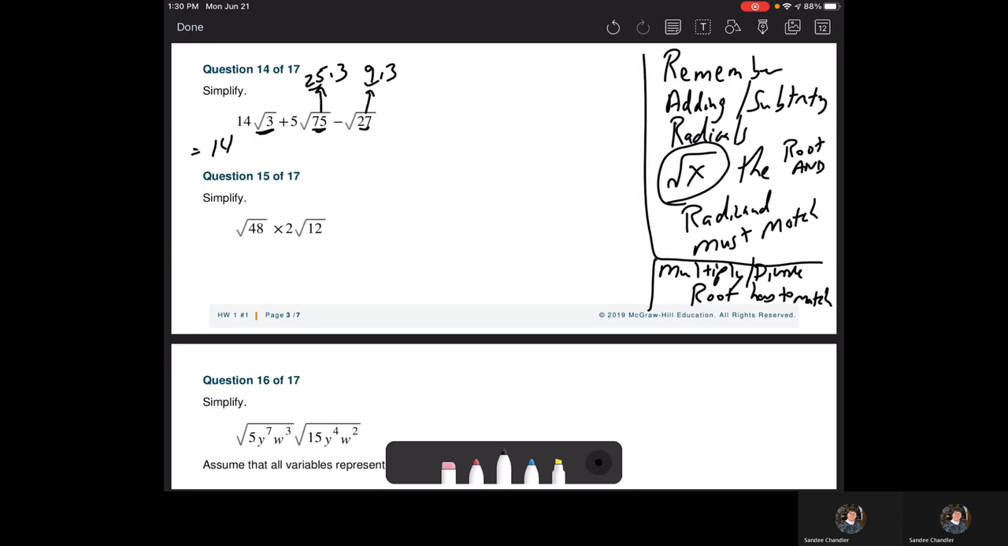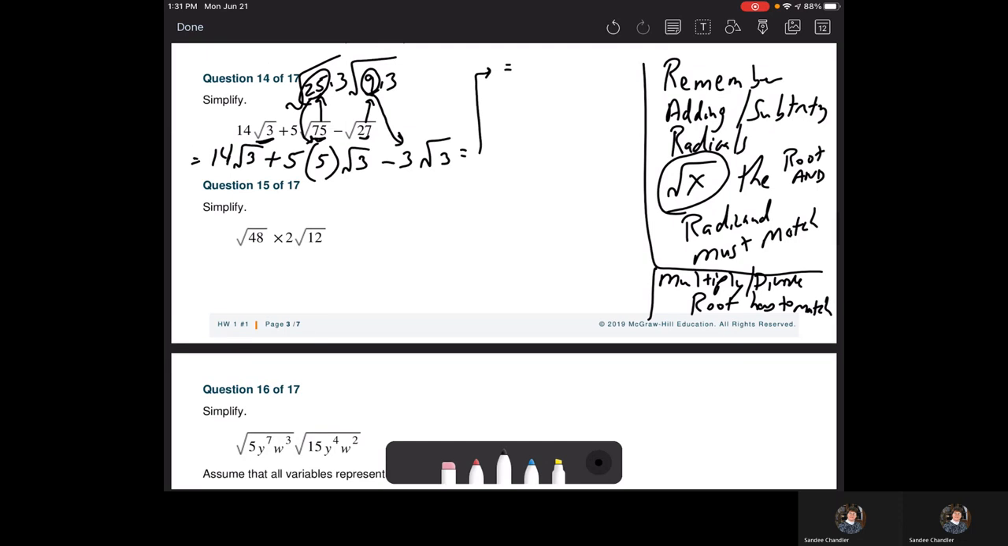So this becomes 14 square root 3 plus 5 square root 3, because the square root of 25 is 5, minus 3 square root 3, because the square root of 9 is 3. That's where those come from. Then all you have to do is clean it up a little bit. You get 14 square root 3 plus 25 square root 3 minus 3 square root 3.